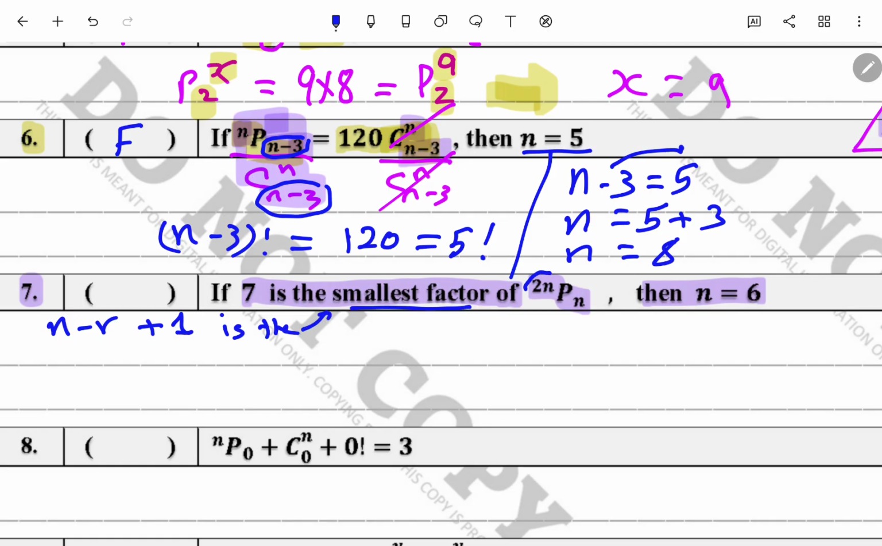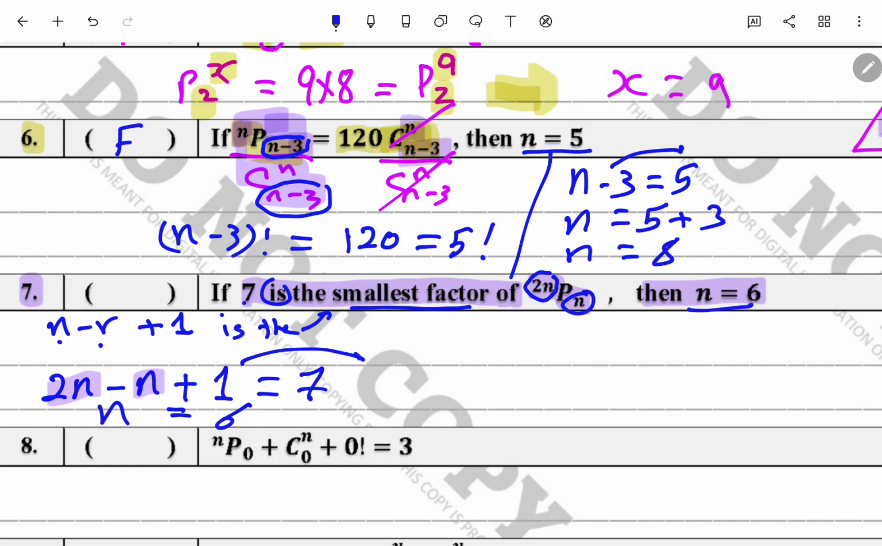So this will be instead of n, this will be instead of r, then add 1, then equal it by 7, like this exactly. 2n minus n plus 1, that all equals 7. By subtracting 2n minus n, you will get 1n, and move this 1 to the other side, you will get 6, which is the same as this, which is true.